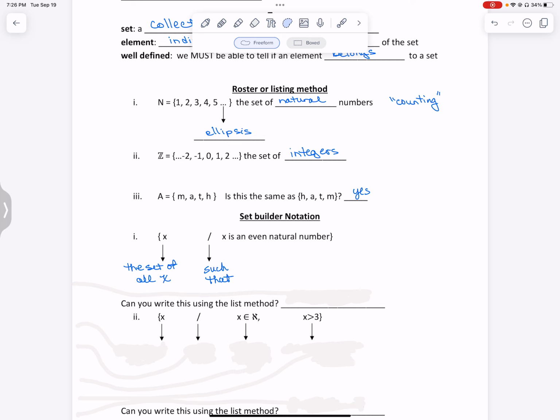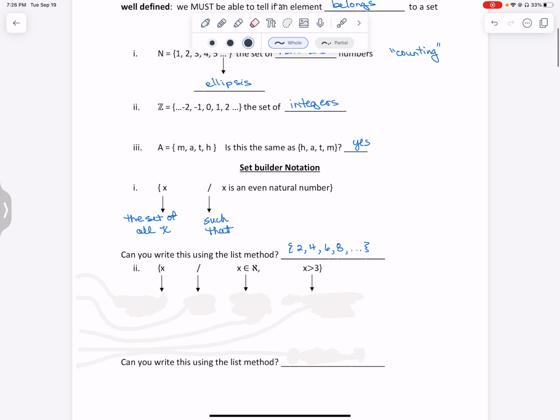Natural number, it's the stuff we count with, right? So it's not going to be negatives. It's not going to be fractions. It's just going to be all our even numbers. So we're going to write it as a list. 2, 4, 6, 8, and so on. Notice I have little brackets at the end. That's using the listing method.